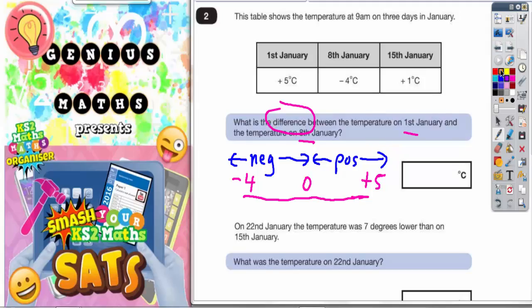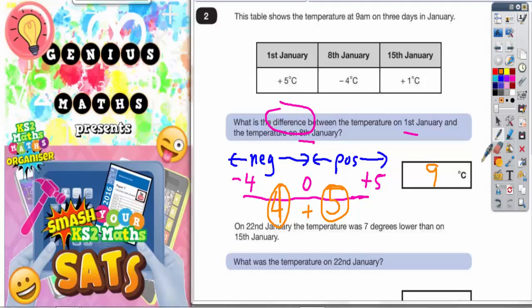Now let's just have a think about it. So from -4 up to 0, that's just a gap of 4, and from 0 up to 5, that's just a gap of 5. So the total gap from -4 up to positive 5 is this 4 here plus this 5 here, and 4 plus 5 is 9, so there's a 9-degree gap, and that's the answer to the first question. If you add 9 onto -4, you do get to positive 5.